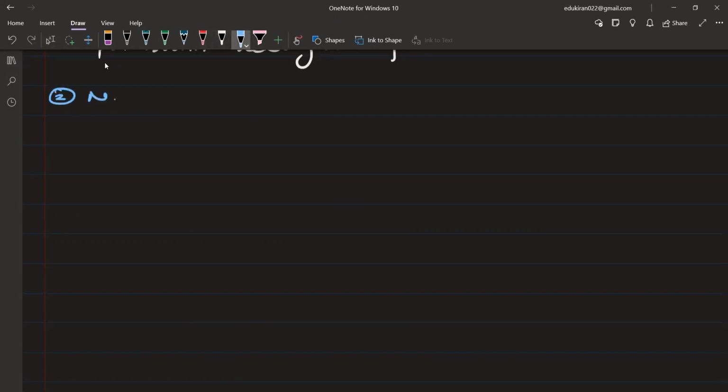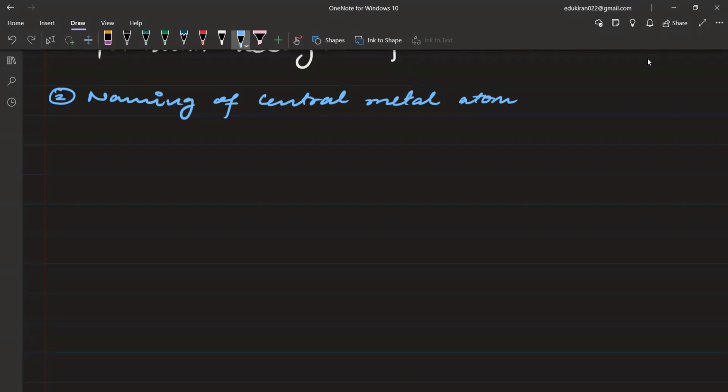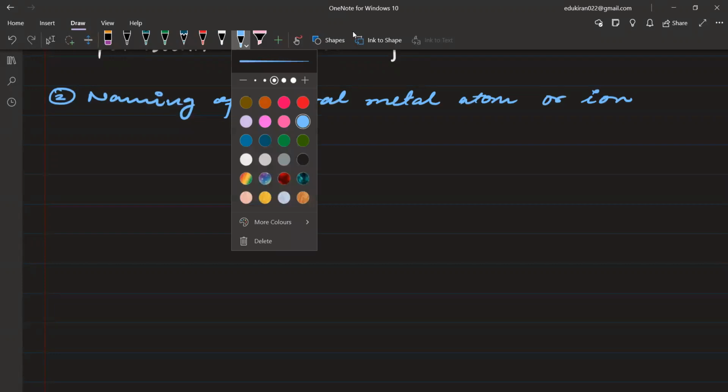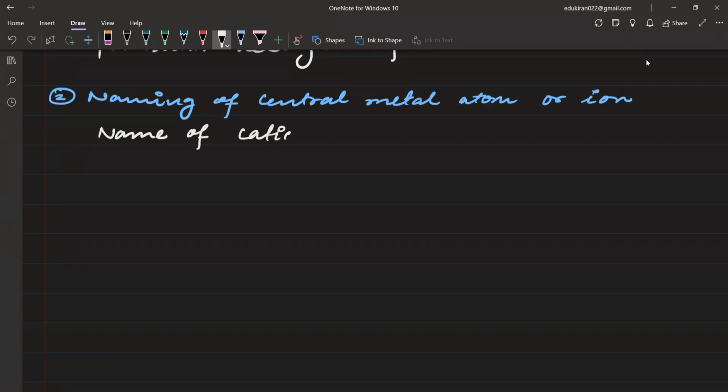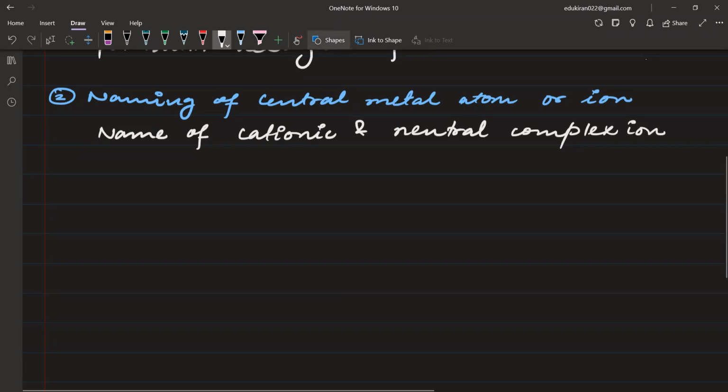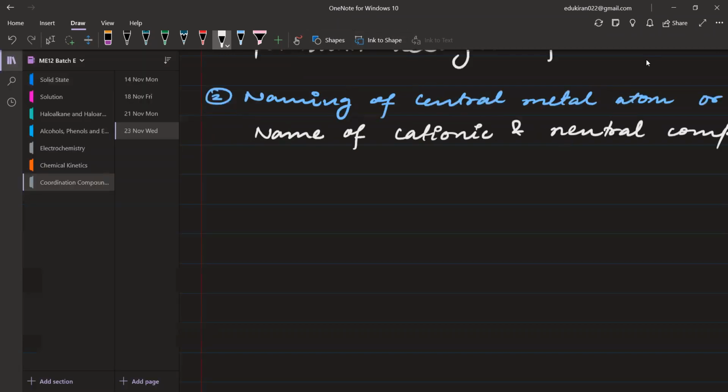Right, next. Write number 2 here: naming of central metal atom or ion. Yes, Abdul Rahman, turn your mic on. Read the first rule from your notebook. First rule after we have written IUPAC nomenclature, naming of coordination compounds. Name of cationic and neutral complex ion. Can you please read that? Read it from the notebook, the very first rule that we wrote.